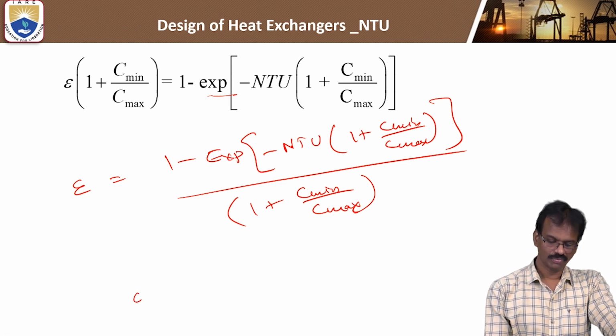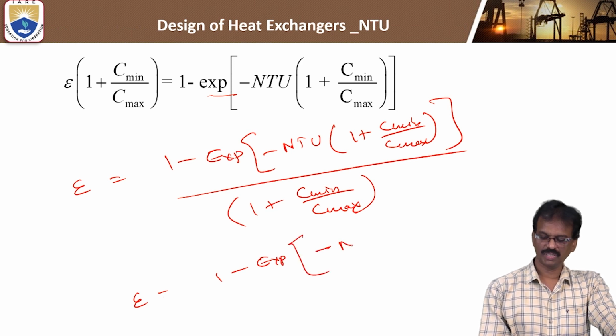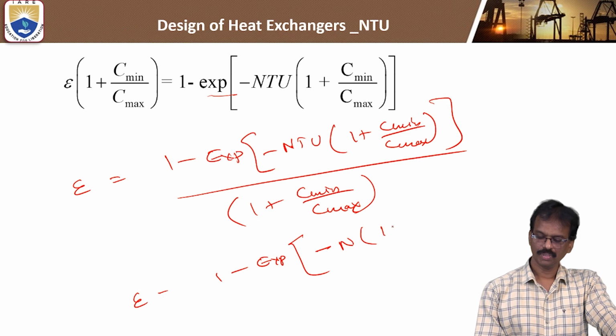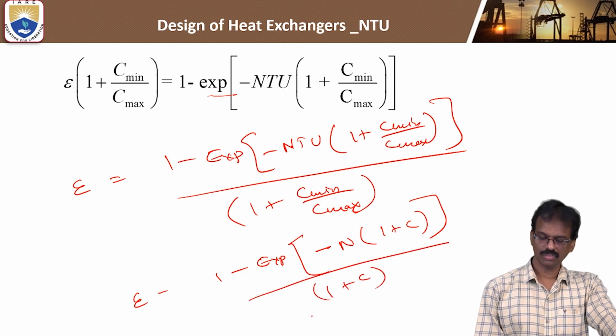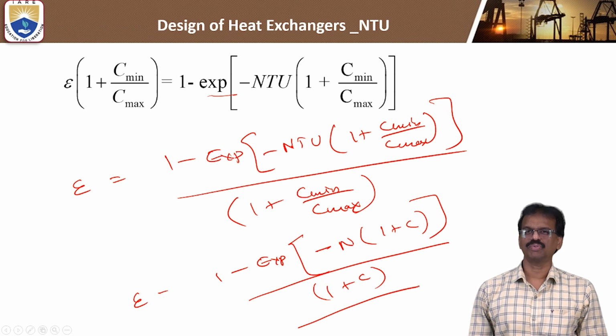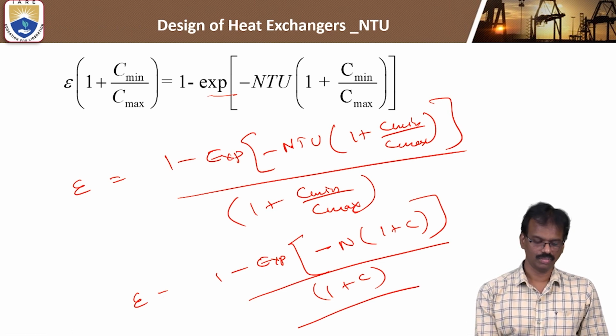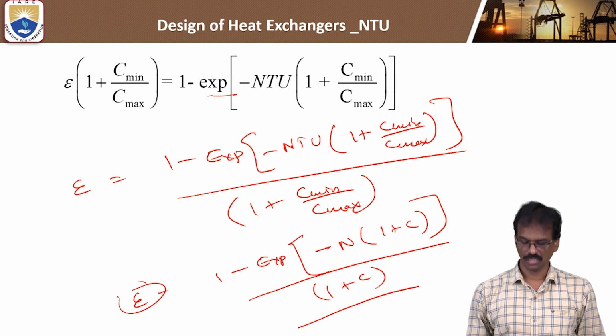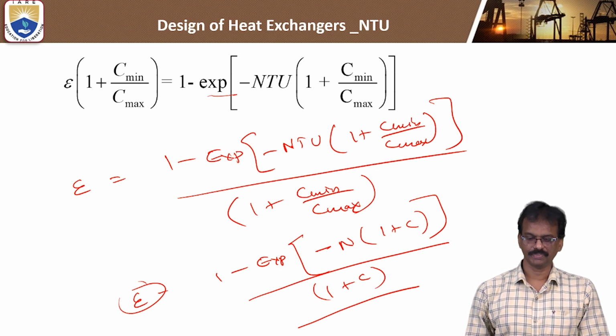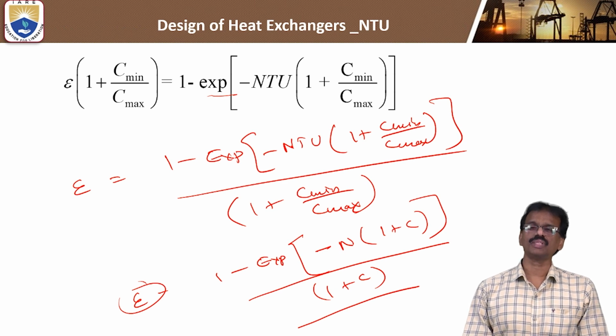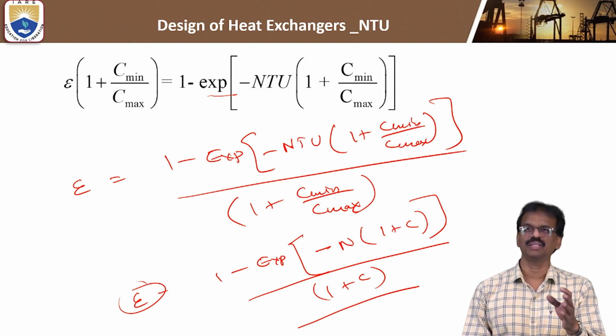You can rewrite it like this: epsilon is equal to 1 minus exponential of minus N (NTU is represented by capital N) into (1 plus C), where C is C minimum by C maximum, divided by 1 plus C. So this is the final formula, and by using it you can find the effectiveness epsilon values. This is the LMTD NTU method for the design of the heat exchanger, mainly the parallel flow heat exchanger. In the next class we'll see the design of the counter flow heat exchanger by the NTU method.